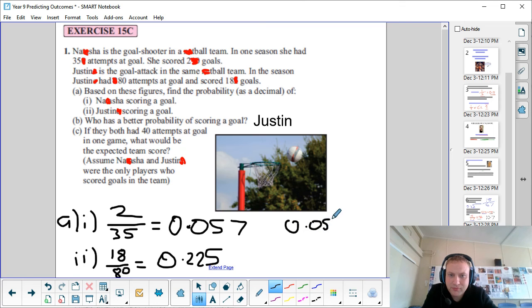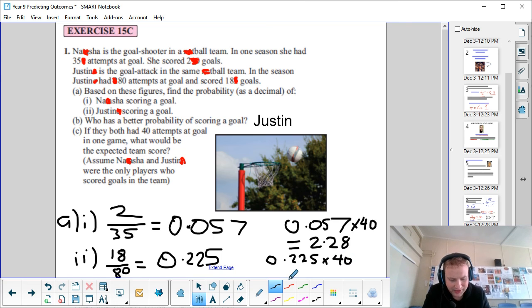All right, so 0.057 is Nasha's chance. We times that by 40. We'll type it into our calculator in front of us. So 0.057 times 40 is 2.28 goals. So we're going to round that down to 2 when we finish our answer. But this is essentially all we're doing. The chance times by the number of experiments, we'll call it. And Justin's chance is the 0.225, also multiplied by 40. So we'll type that one in as well.